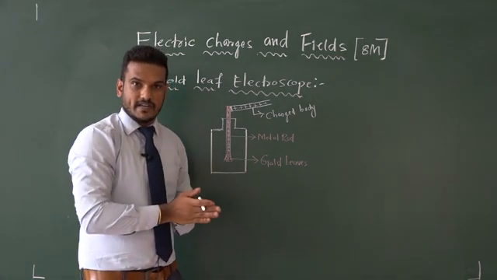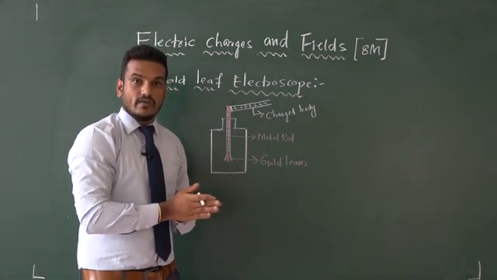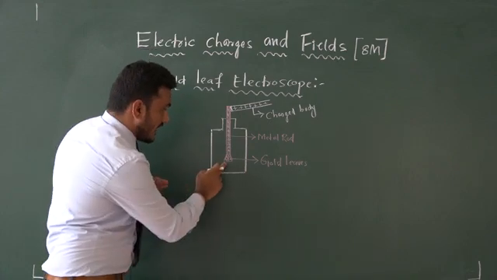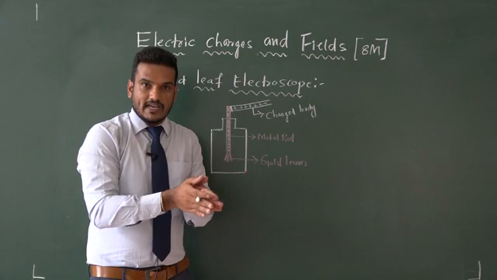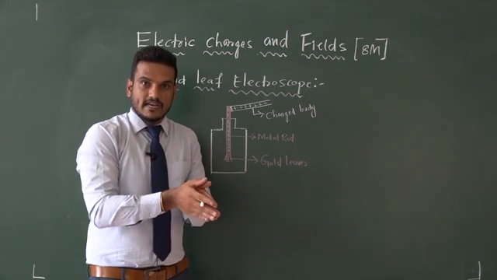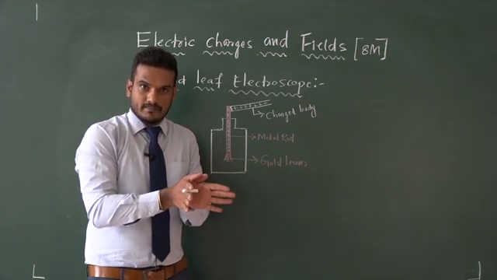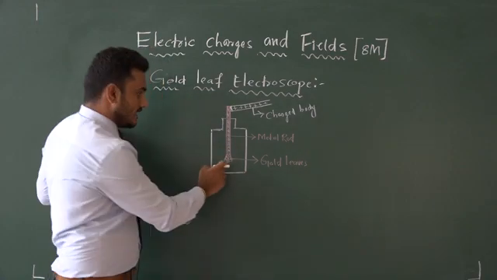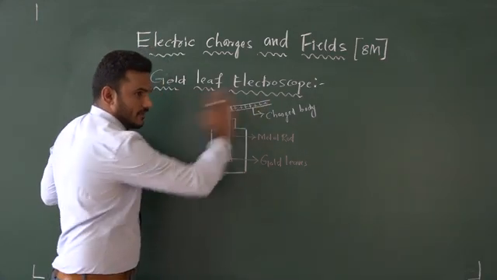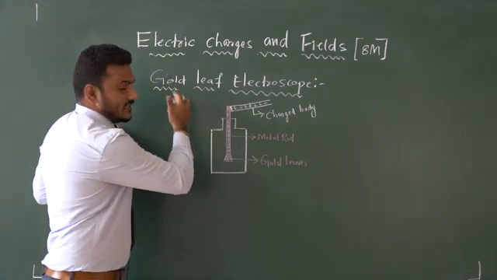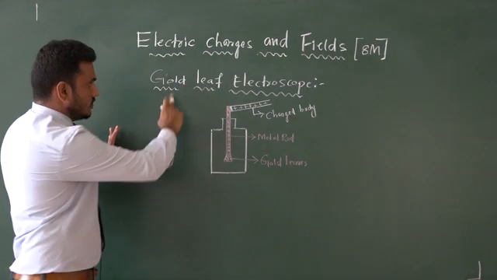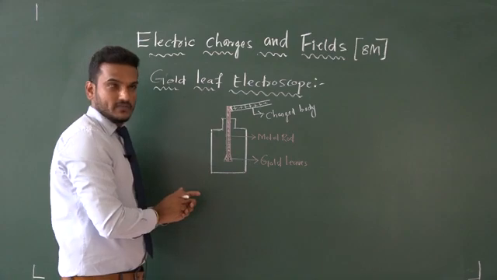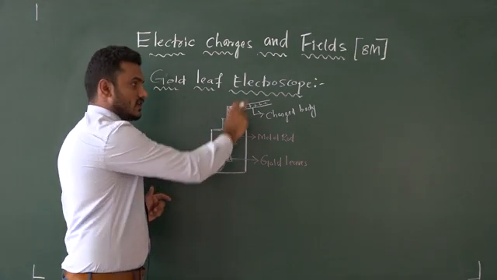Just now we studied that like charges always repel. As soon as these gold leaves are charged, they will diverge, or they will start repelling like this, indicating that charges are present in a body. So like this, it indicates the charges on a body. So the gold leaf electroscope is used to detect charge on a body.